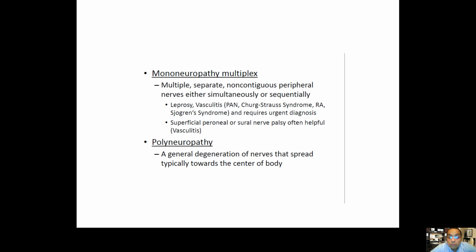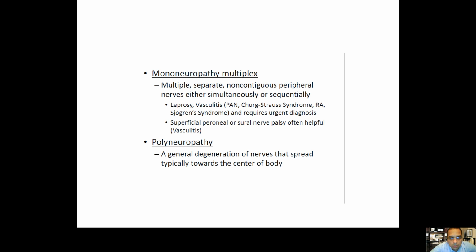Polyarteritis nodosa is one of the diseases that affect the vessels, causing a vasculitis, and this vasculitis can manifest in neurological manifestations in the form of more than one nerve affected, and they are not usually adjacent to each other. Likewise is Churg-Strauss syndrome, Sjogren's syndrome, and they require urgent diagnosis, because if we treat the underlying cause, we are able to release these nerves from the pressure and the permanent damage to them.